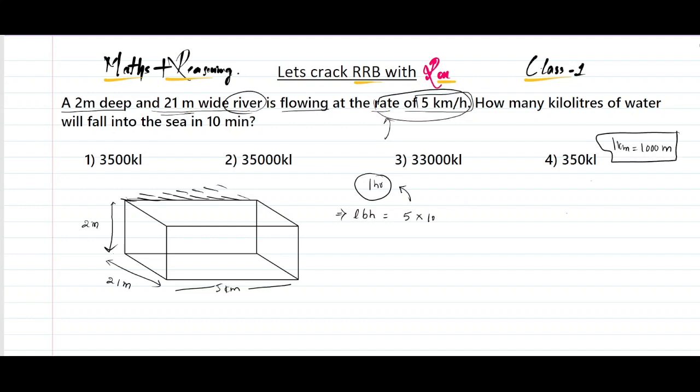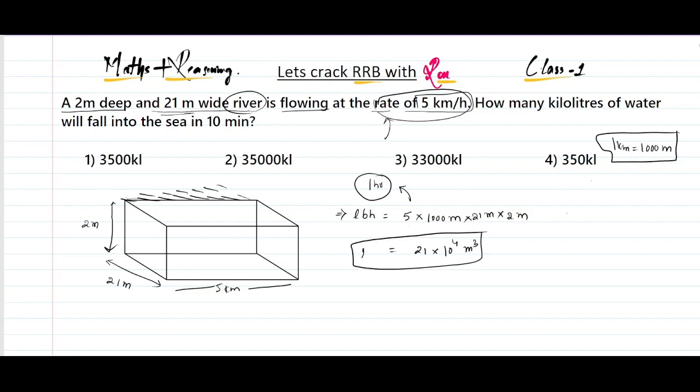Okay, 1000 meters multiplied with, what is the breadth here? 21 meters, multiplied with, what is the height here? 2 meters. So what is the volume we got? 5 times 2 is 10, so 21 multiplied with, here 3 zeros, one more 1. So 21 times 10 to the power of 4 meter cube we got.